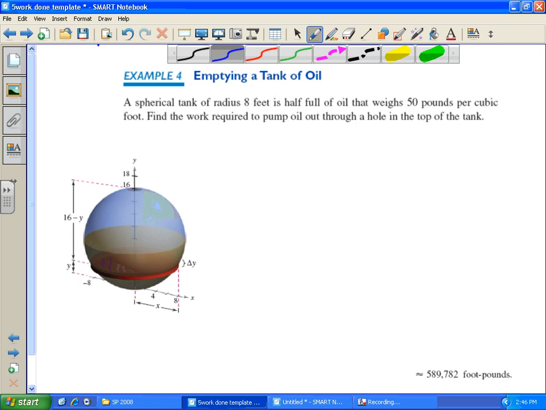The reason I want to show you this example is because of the way they have selected the coordinate system. First, let's read the question. A spherical tank of radius 8 feet is half full of oil that weighs 50 pounds per cubic foot. Find the work required to pump oil out through a hole in the top of the tank.